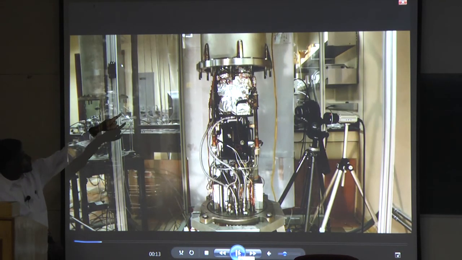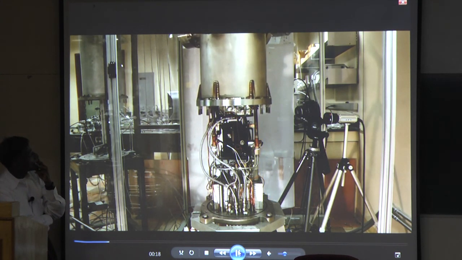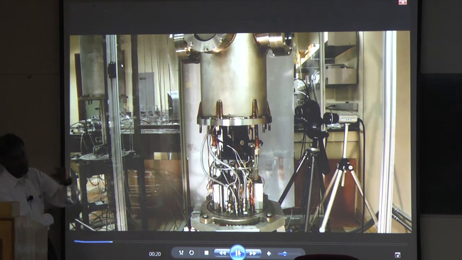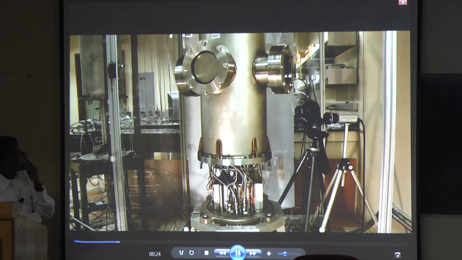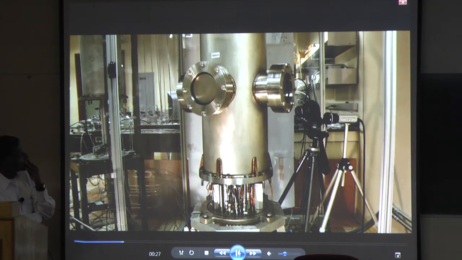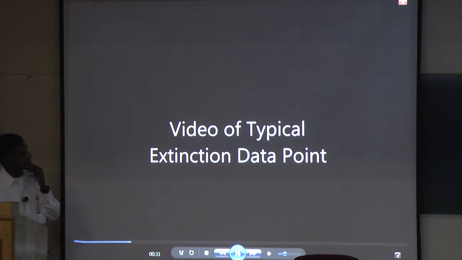So you can see that's the pressure chamber on the top. That's the high pressure. So that's the pressure, so the entire thing is going to be... So we're going to show some extinction.